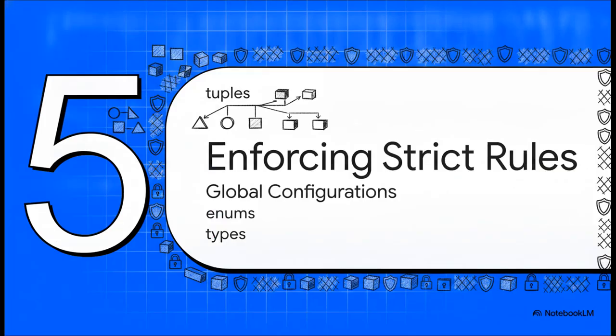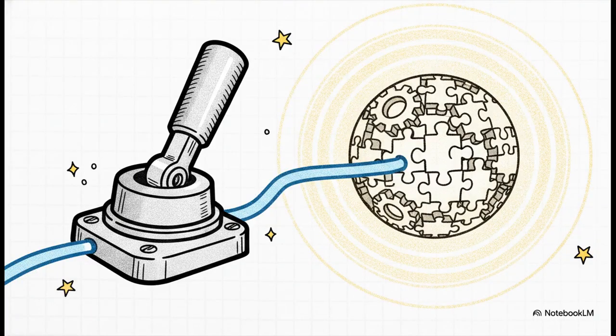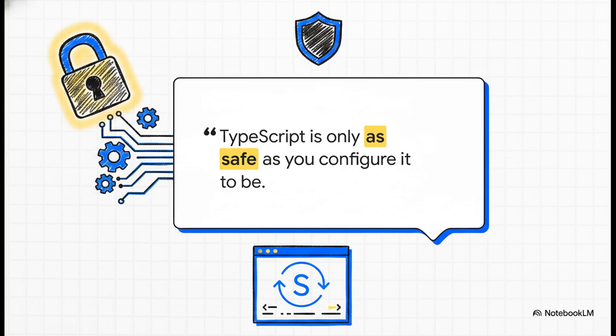Finally, Section 5, enforcing strict rules. Because everything we've talked about, it's all governed by the brain of your project, your tsconfig.json file. By simply going in and setting the strict flag to true, you are flipping a master switch. This single Boolean enables a massive range of type-checking behaviors. It ensures things like implicit any types throw errors, null checks are strictly enforced, and it fundamentally guarantees program correctness at a structural level.